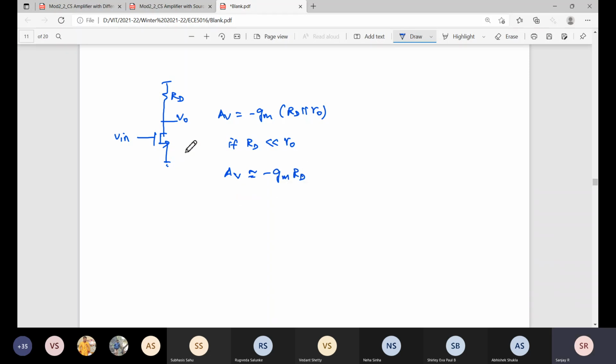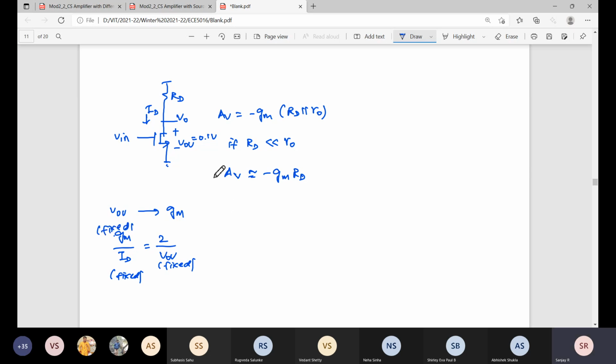Now I am fixing some input state, some overdrive. Let's take the overdrive as a fixed value, minimum overdrive, let's take 0.1. If overdrive is fixed, what is Gm? What is the relation between overdrive and Gm? Current is also fixed. So Gm by ID equal to 2 by overdrive. Overdrive is fixed and the current is also fixed, so Gm is fixed.